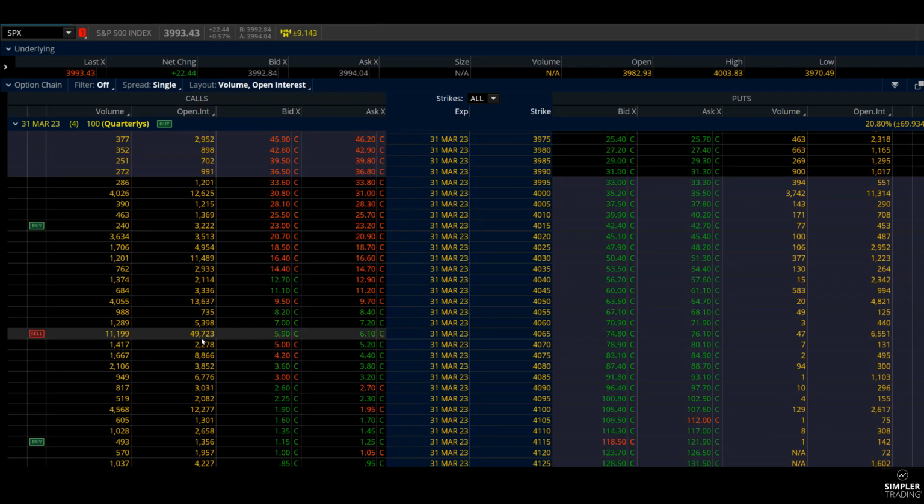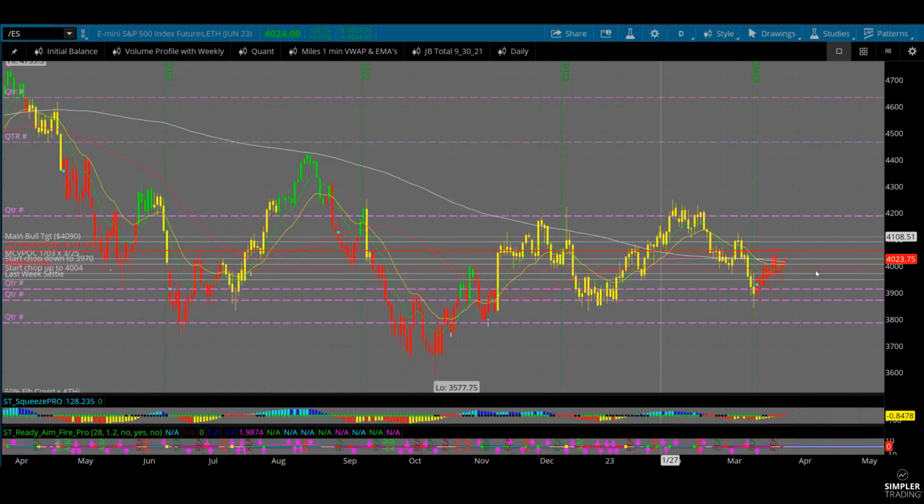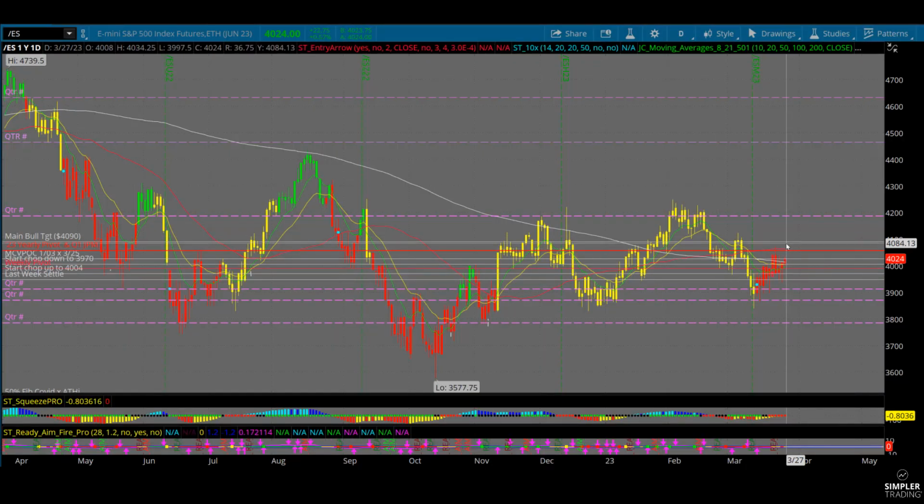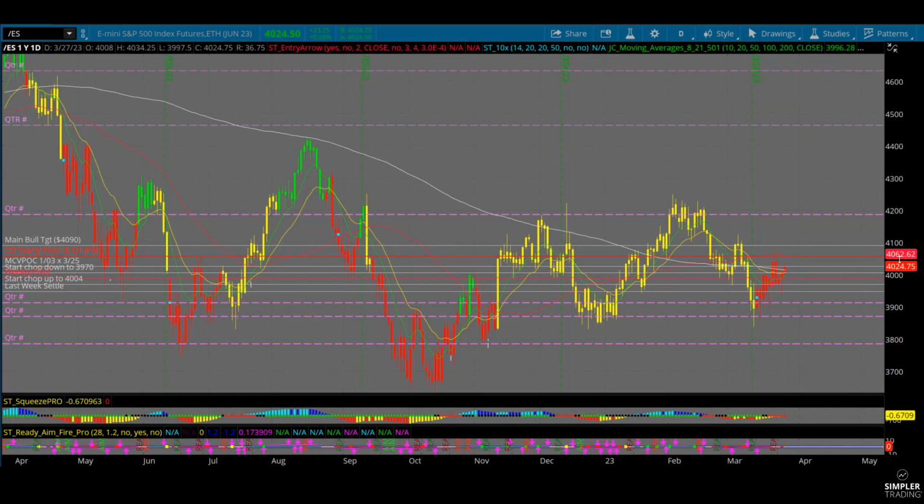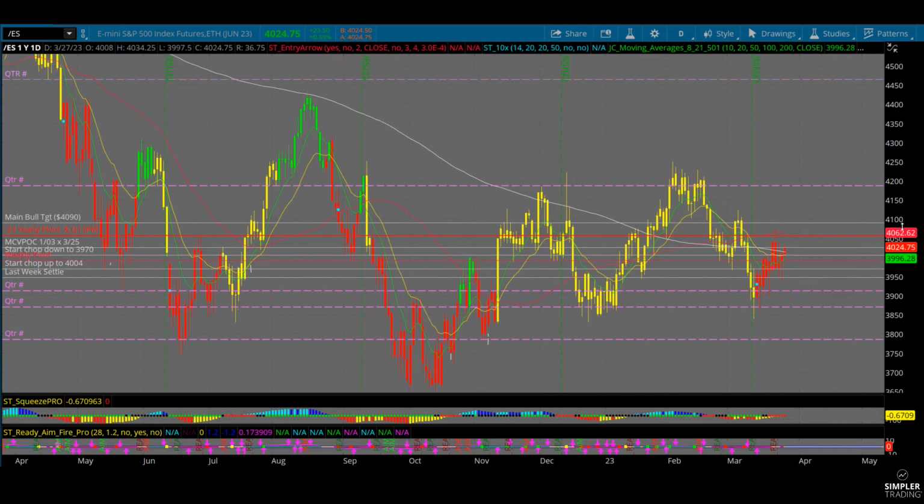Now, if you target 4065 SPX, that's going to put you at about 4090 or 95 ES, because the ES is higher. I don't really care about that. You see I've got it listed here, main bull target 4090. But what I do care about is the SPX 4065, because that's what the trade has been all about. That's the fixation.